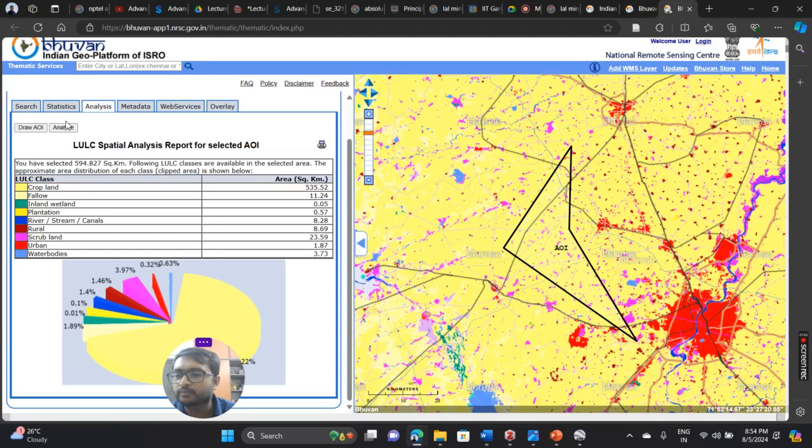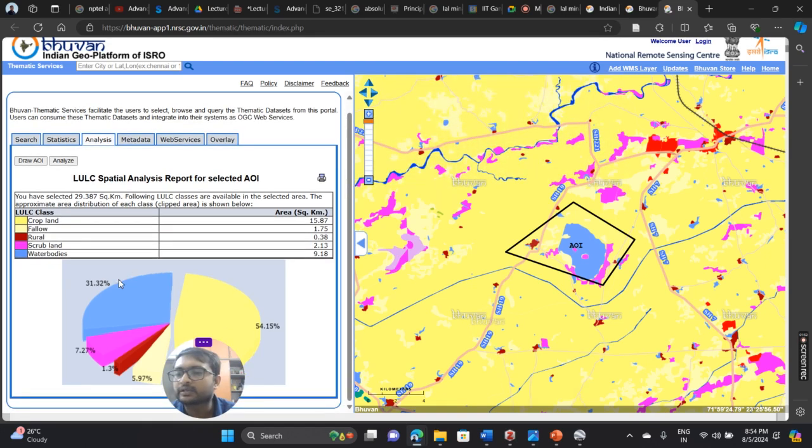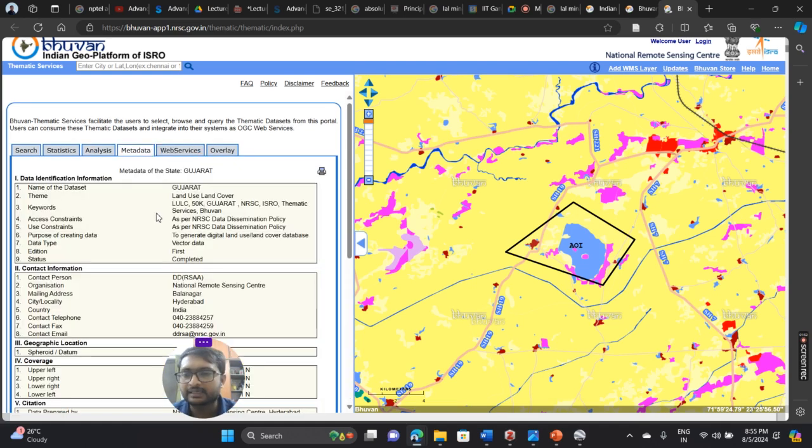Now let's say I select this particular small area where a water body is there, and then I click on analyze. Now you can see 31% of this given area is filled with water bodies, and 54% is agricultural land, cropland, and then we have fallow land, rural land, scrubland also. Like that, you can analyze the locality, which kinds of land cover are present in your area.